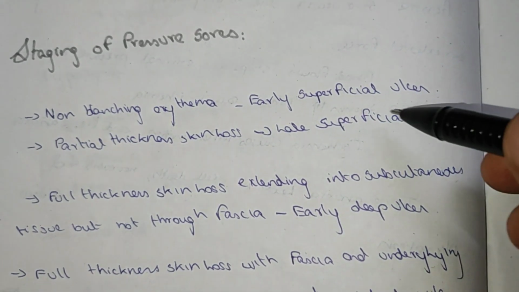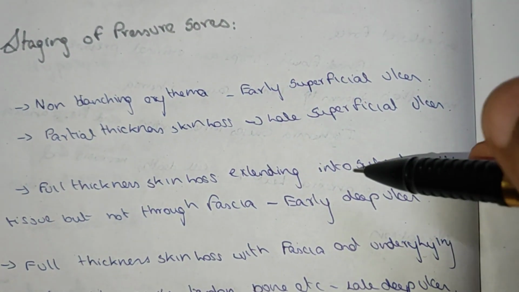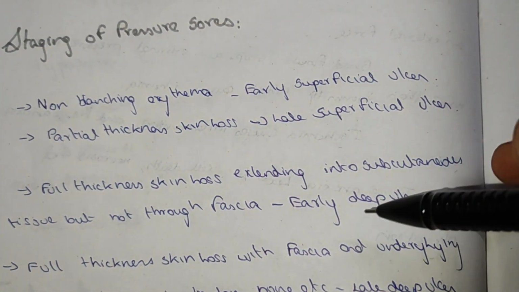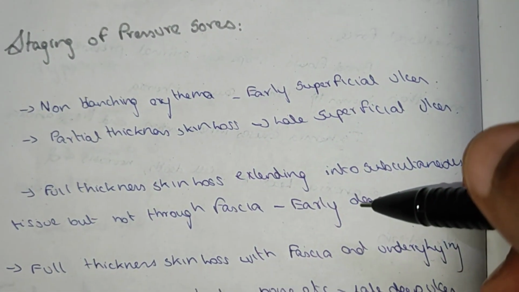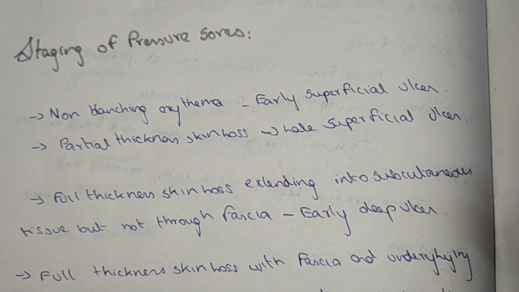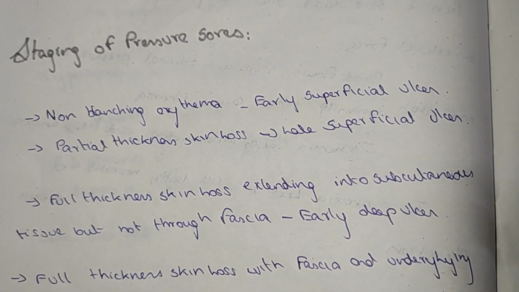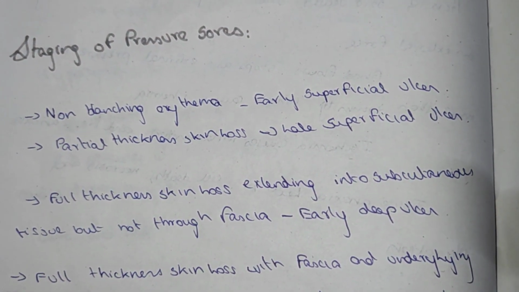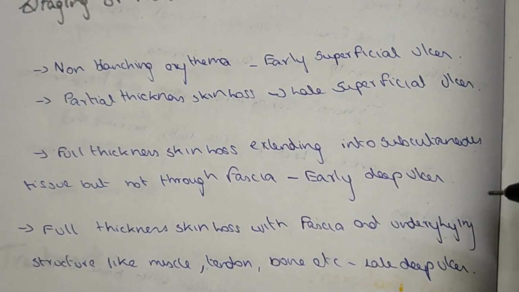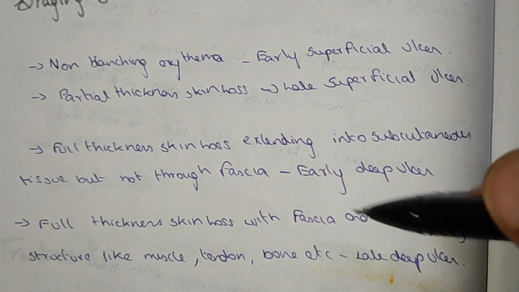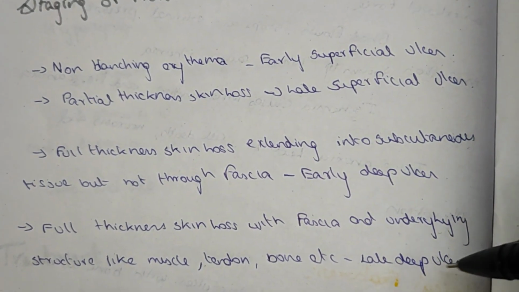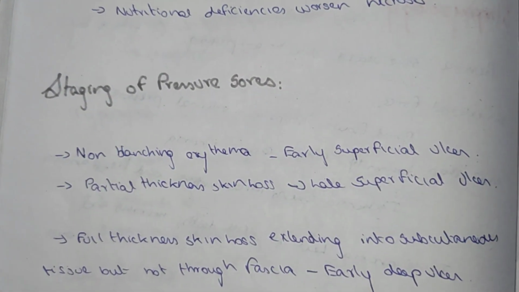In early superficial ulcer, non-blanching erythema is seen. In late superficial ulcer, partial thickness skin loss is seen. In early deep ulcer, there is full thickness skin loss extending into the subcutaneous tissue but not into the fascia. If there is full thickness skin loss including the fascia and underlying structures like muscle, tendon and bone, then it is known as late deep ulcer. These are the stages of pressure sores.